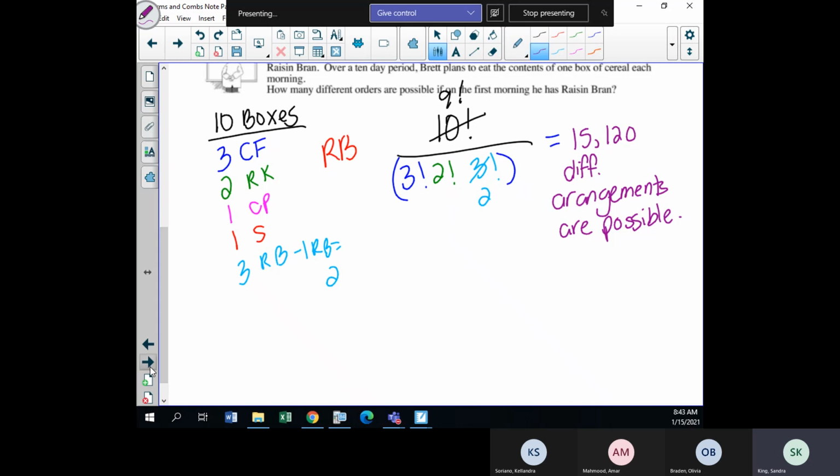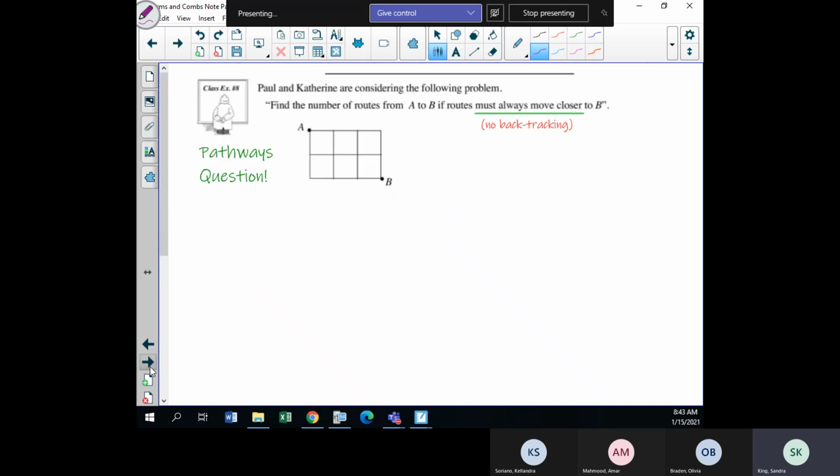Okay, last question. Some of you are going to love this type of question. This is called a pathways question. And I really like pathways, so I always put this on the test, because all I have to do is make up a grid with rectangles. I'm going to show you 2 different ways to solve this. And then to see if you understand this, we'll draw 2 other examples to see if you guys are going to be good at this.